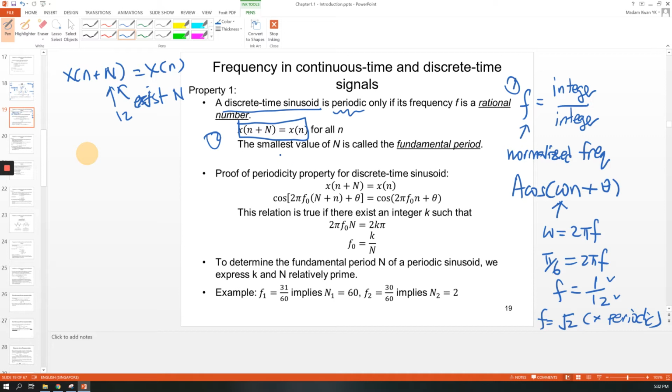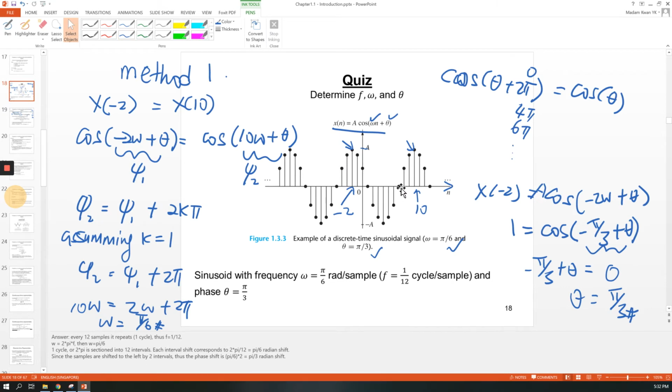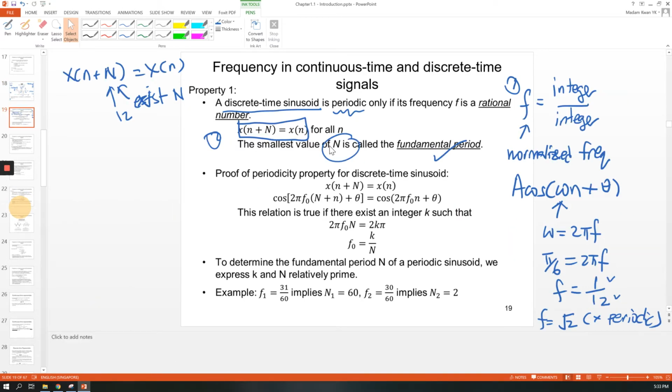The smallest value of N is called the fundamental period. Why does N have to be chosen to be the smallest? In this example, N is 12, meaning every 12 sample points repeat; this group of 12 repeats as n goes along the axis. Can I say every 24 points the samples repeat? Yes, that is also true. Every 36 points? Also true. But normally we look for the fundamental period, where N is the smallest group that repeats itself. In this case, it's 12.